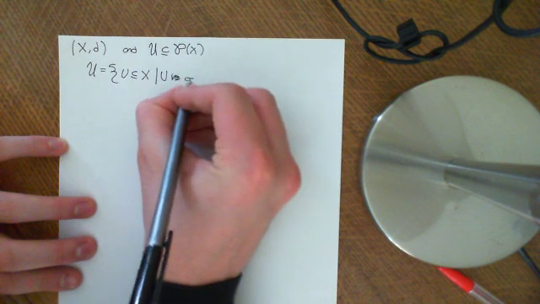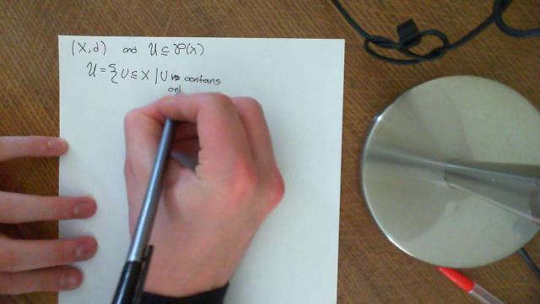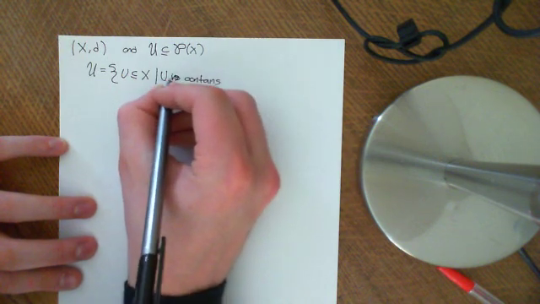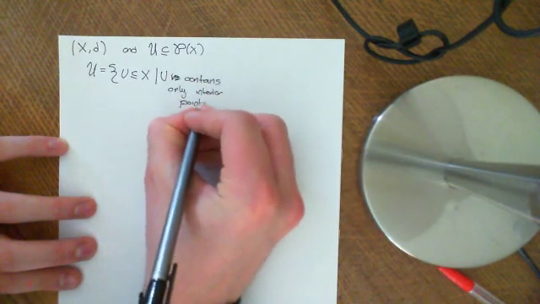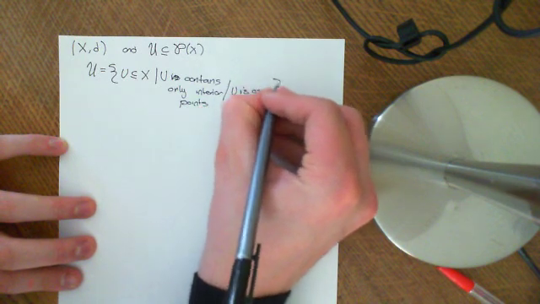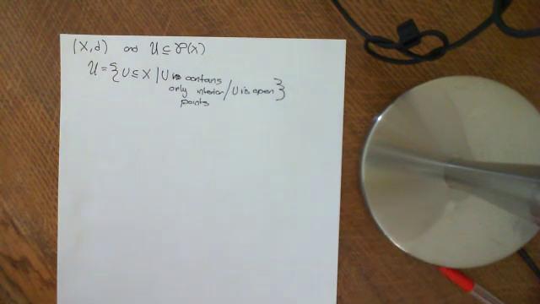U contains only interior points, so all elements of this set are interior points, i.e. U is open. Okay, so basically what I want to show is that open in a metric space corresponds perfectly with the notion of open in a topological space.